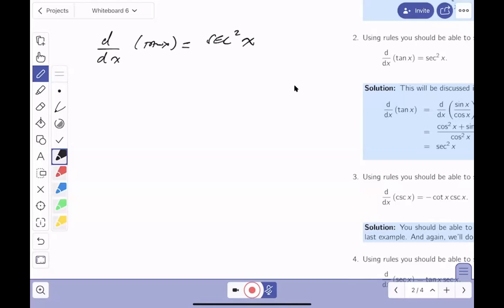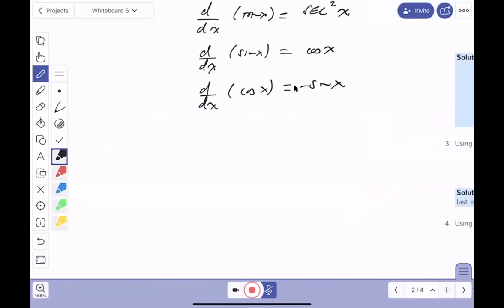I want to tell you there are only two things you need to remember. You need to remember that the derivative of sine x with respect to x is cosine x. You need to remember that. And you need to remember that the derivative of cosine x with respect to x is minus sine x.